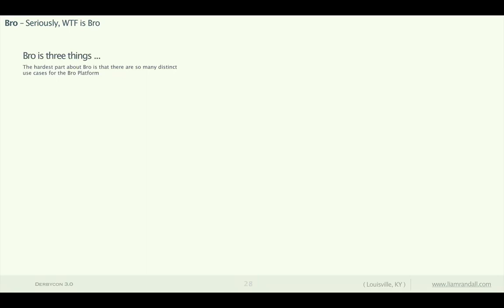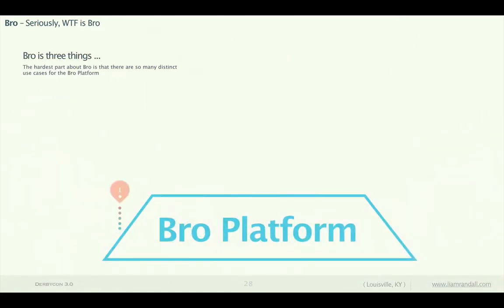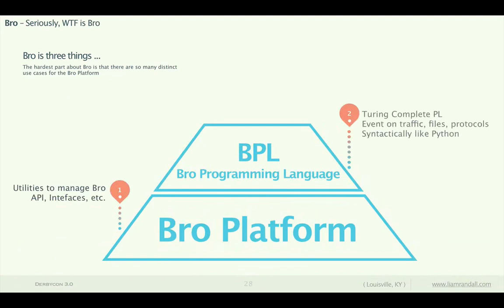So Bro is three things, and it does three things. So when we talk about what Bro is, we talk about first there is this Bro platform, and that would be the utilities and the APIs and all the management stuff you need to get it up and going. The second thing that Bro is a programming language. It is a Turing-complete programming language. It is event-based. Syntactically, it looks a little bit like Python. And it's a very easy high-level language to work with. You never worry about cluster safe anything. It's all sort of embedded and taken care of in the language for you, regardless of the size of the network that you're programming for.